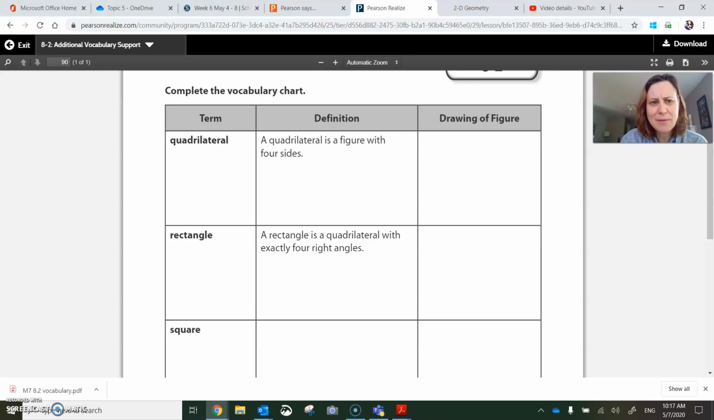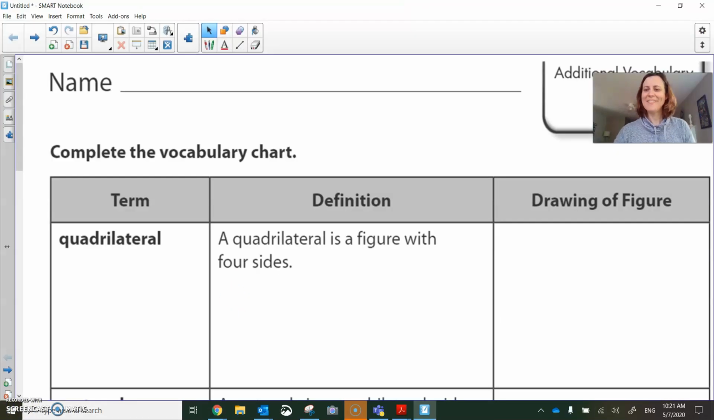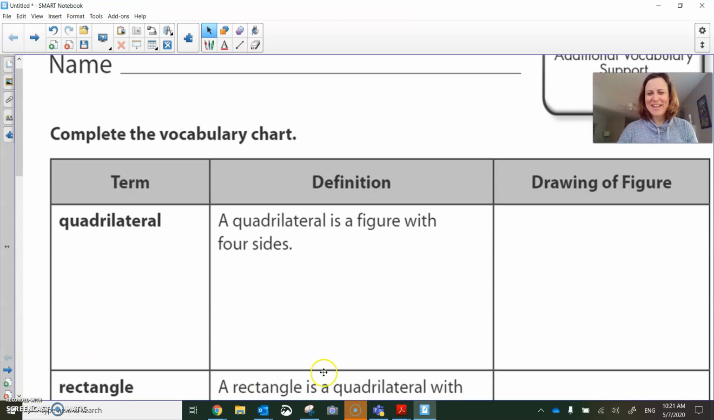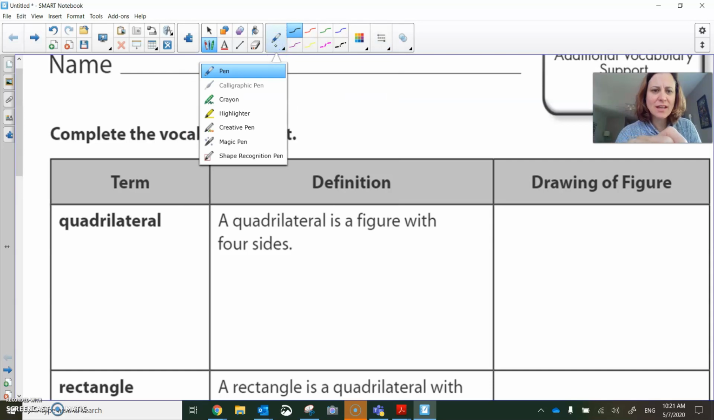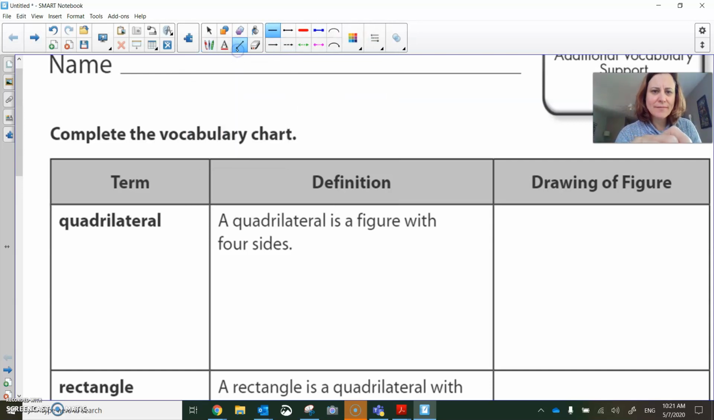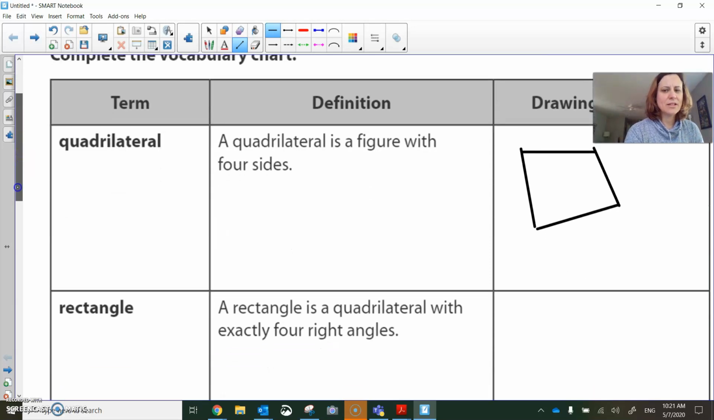So it's best if we draw it with straight lines. 1, 2, 3, 4. Any closed four-sided figure. All right, that's a quadrilateral.